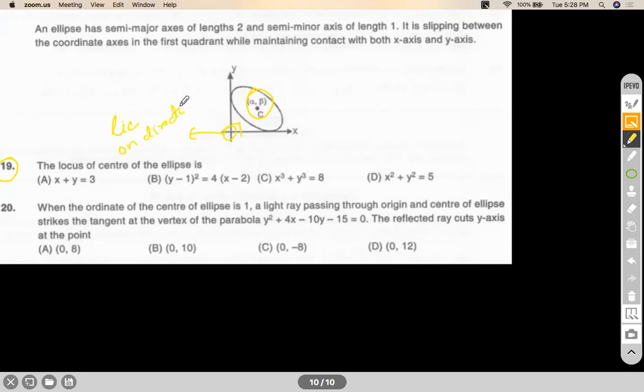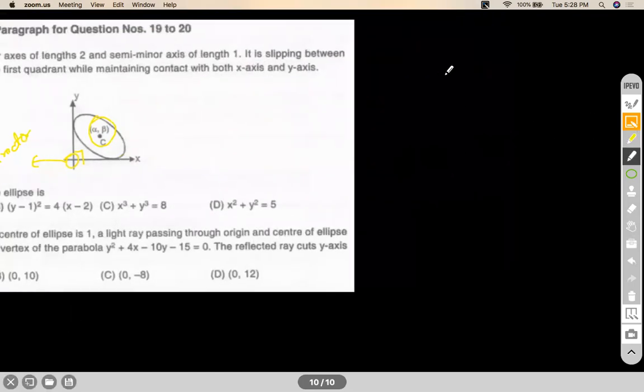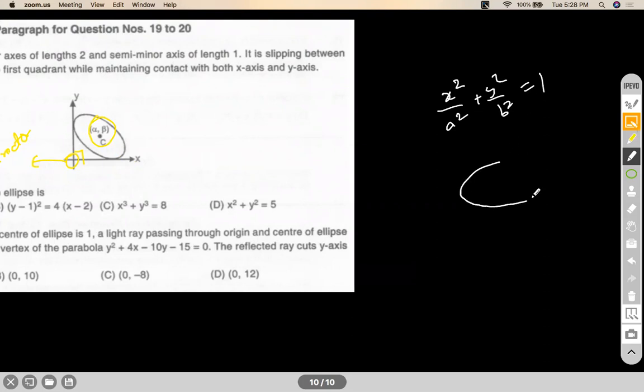Now, one thing is very interesting about director circle, and you would be knowing it also. Basically, if you have an ellipse, x square by a square plus y square by b square equal to 1, I just take an example of this ellipse. So this ellipse, let's say, has the center at origin. Now let's say this is your director circle.